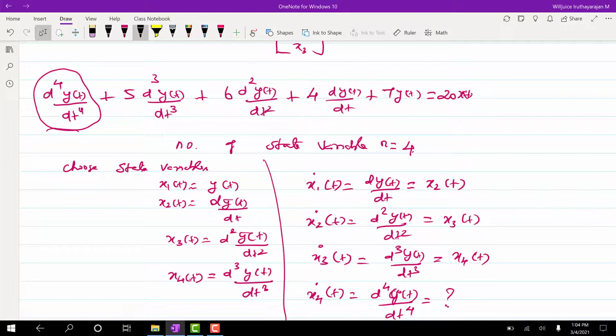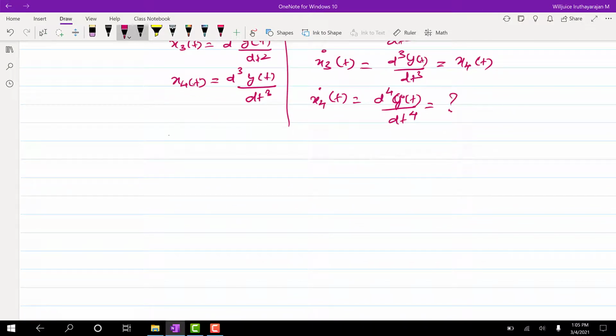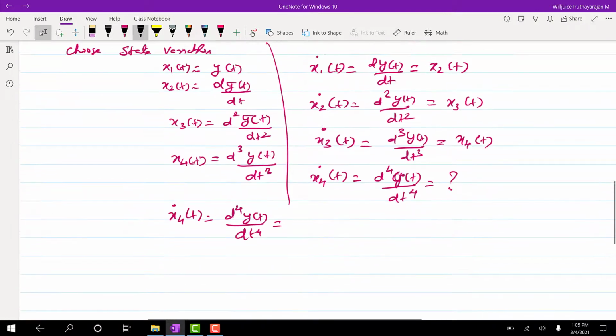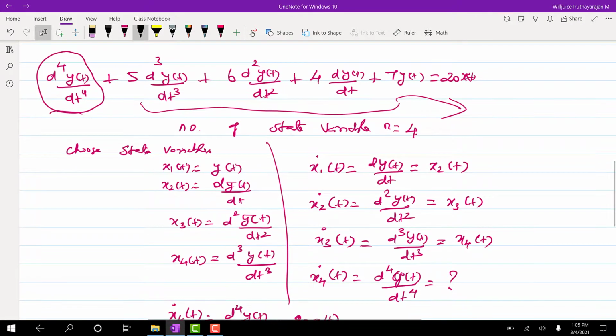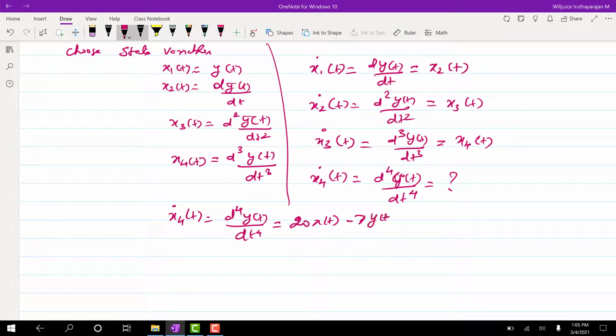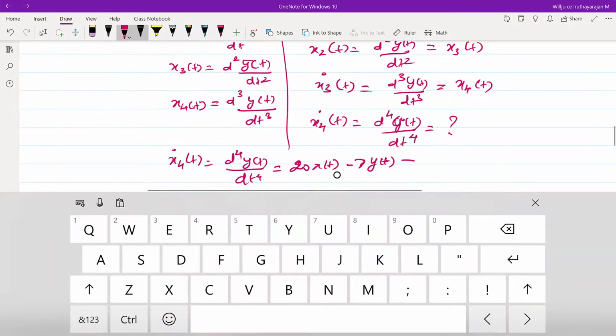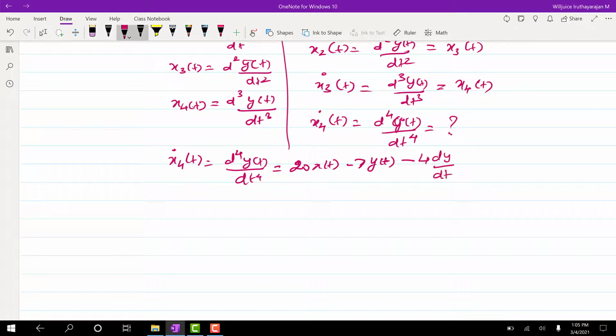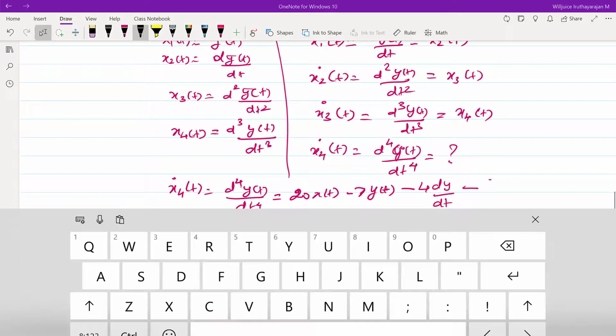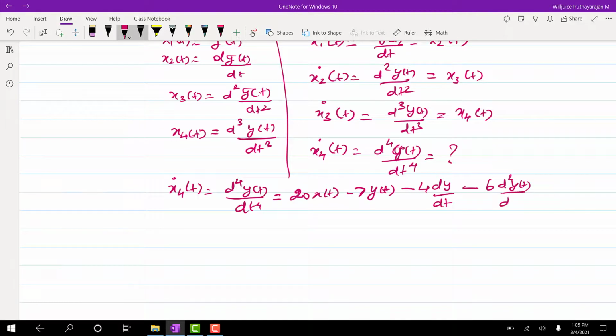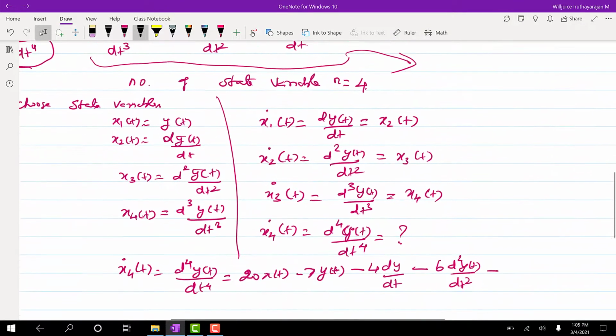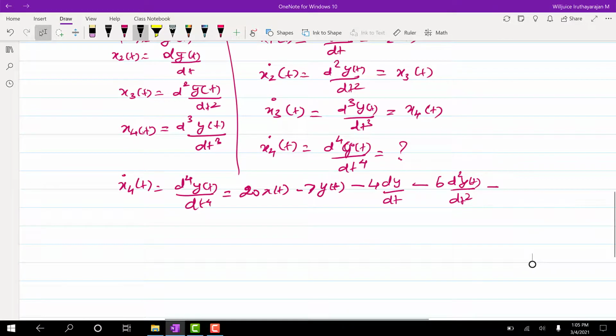From this equation we can write, with all other terms shifted to the right hand side, x4 dot of t, that is nothing but d4 y of t by dt4, from the given differential equation: 20 x of t, minus 7 into y of t, minus 4 into dy by dt, minus 6 into d square y of t by dt square, minus 5 into d3 y of t by dt cube.